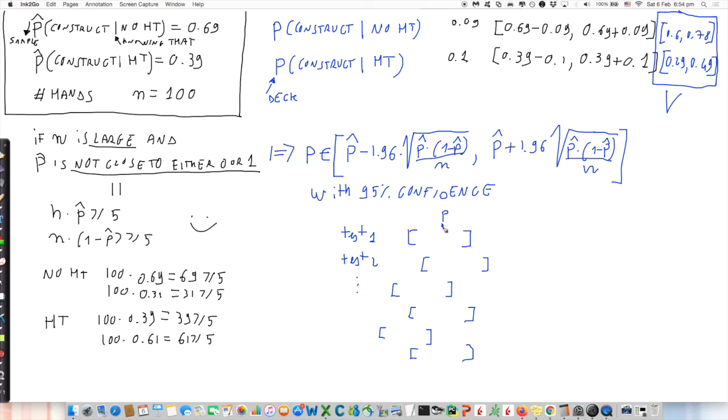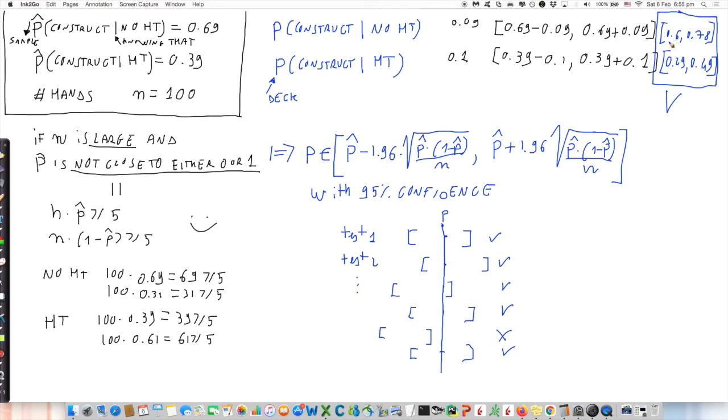The real probability, when we run this test many times, will be inside 95% of the test ranges. So see, here for example is inside, here is inside, here is inside, here is inside, here is outside, and here is inside. Okay? So that's what 95% confidence means.